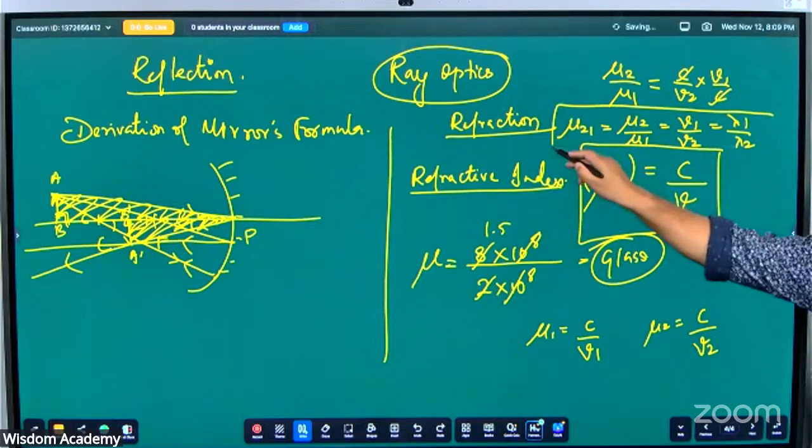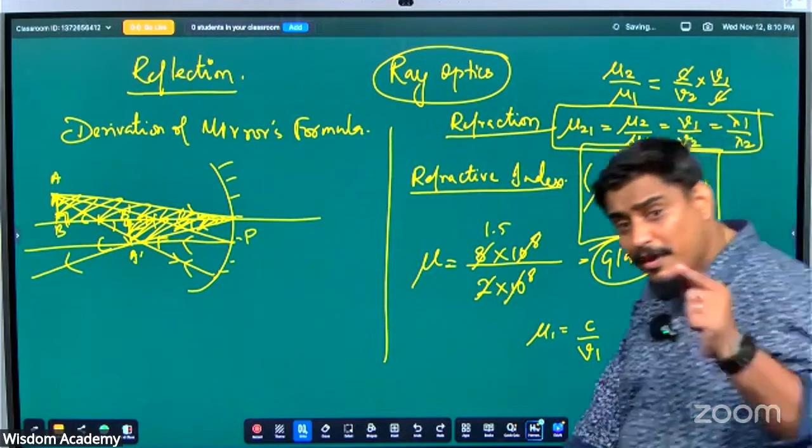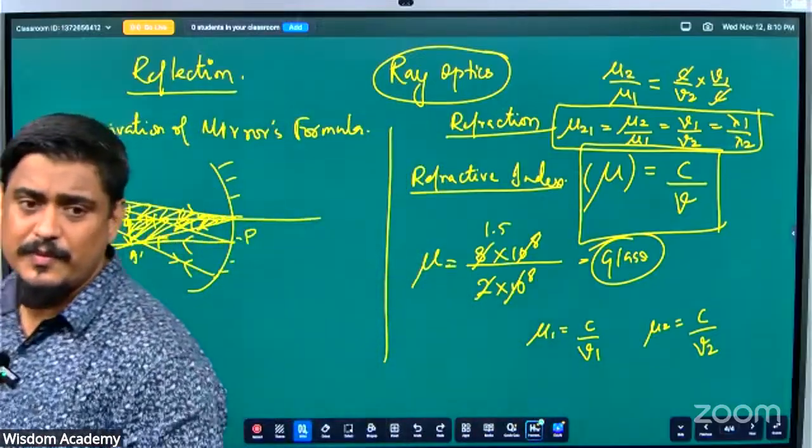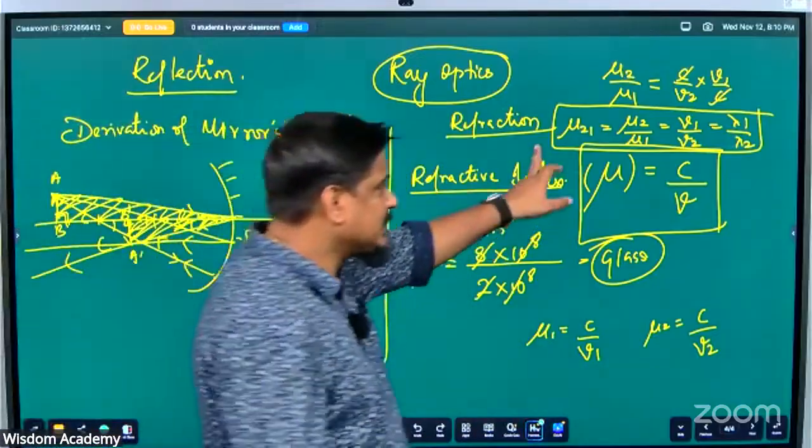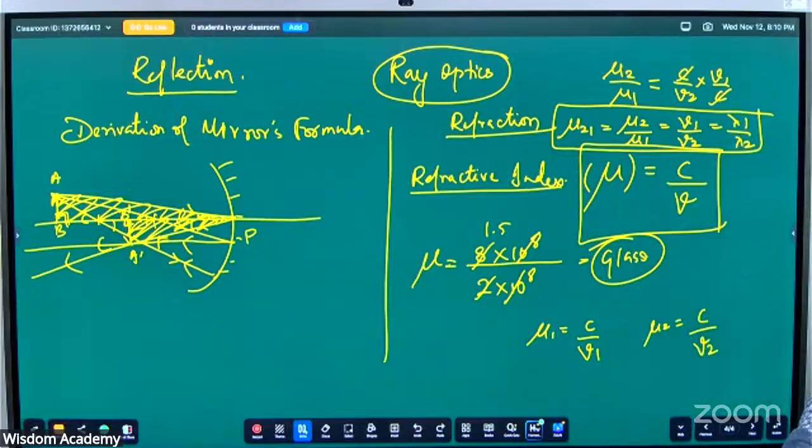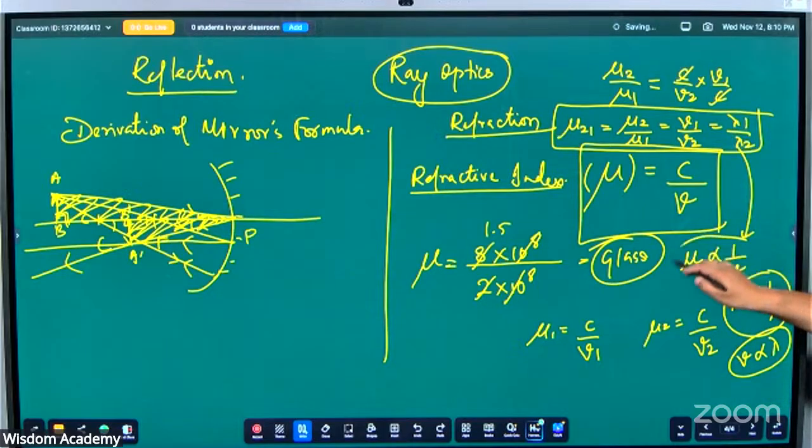Now, this also becomes a very important part, because from here the questions are coming in the board examination. How is it coming? If you see this expression, mu2 by mu1 is equal to V1 by V2, which is equal to lambda 1 by lambda 2, there are three things you are getting from here. First thing is refractive index is inversely proportional to velocity. Refractive index is inversely proportional to wavelength. And velocity of light is directly proportional to wavelength. Am I right? These three things you're understanding from here.